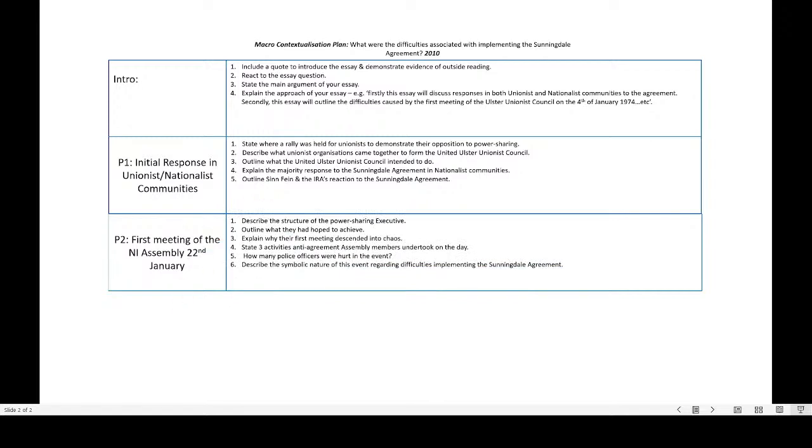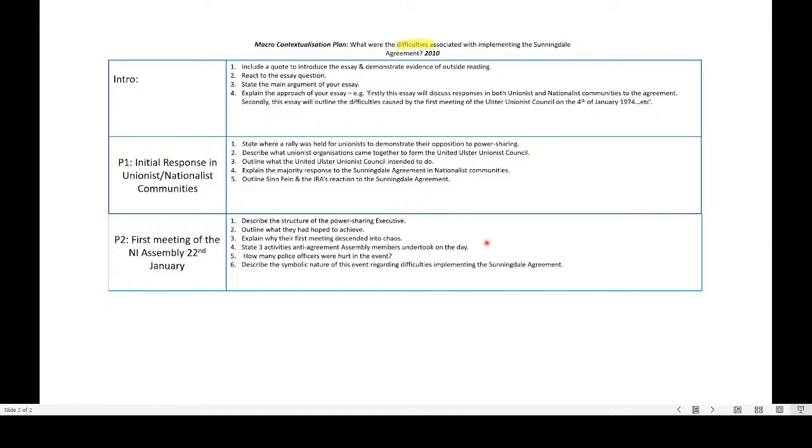I need to discuss the first meeting of the Northern Ireland Assembly on the 22nd of January and the difficulties that were associated with that. Let's highlight that word again. I probably should have done that earlier in this PowerPoint slide. So the first thing I need to do in this paragraph is describe the structure of the power sharing executive. Secondly, I need to outline what they had hoped to achieve.